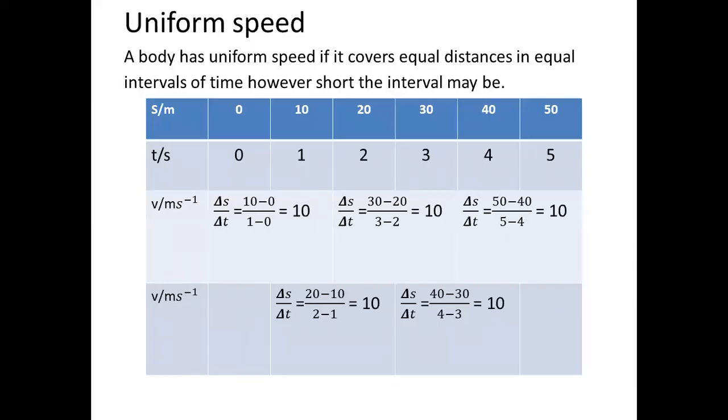Speed is a scalar quantity, but velocity and acceleration are both vector quantities. Next, we're going to discuss the term uniform speed. A body is said to have uniform speed if it covers equal distance in equal intervals of time.